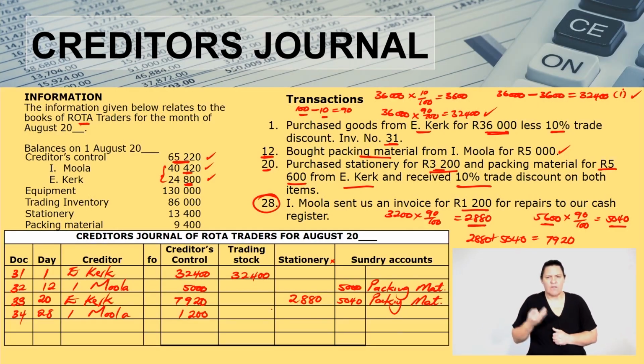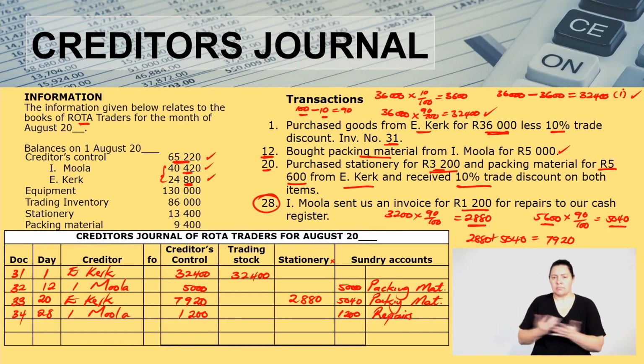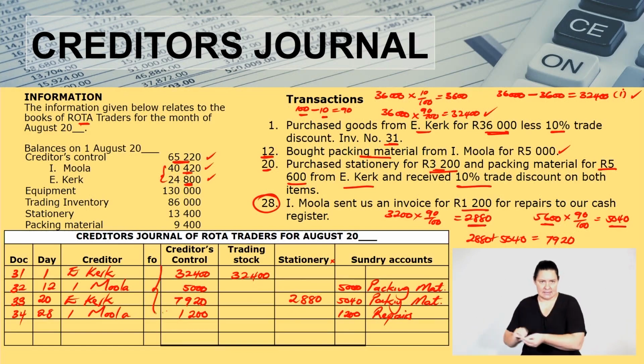1,200. Was it for trading stock? No. Is it for stationery? No. So it comes to my sundry accounts, 1,200. What is that for? Repairs. So I'll say repairs. Quickly have your calculator close. We're going to add all of these ones.